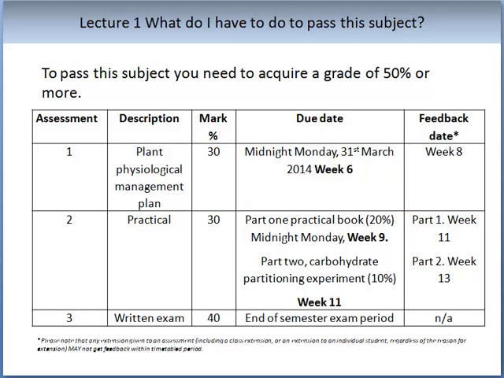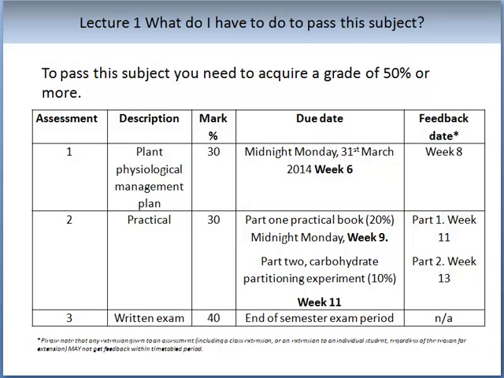Part 2 is the write-up of the carbohydrate partitioning experiment. This is the DIY experiment you have conducted on wheat throughout the semester. This will be handed in week 11 on the 12th of May, and feedback will be handed back to you by week 13. The final form of assessment is a traditional written exam.